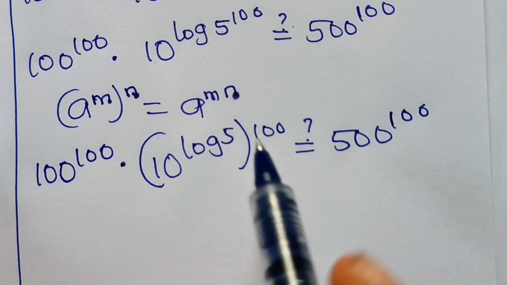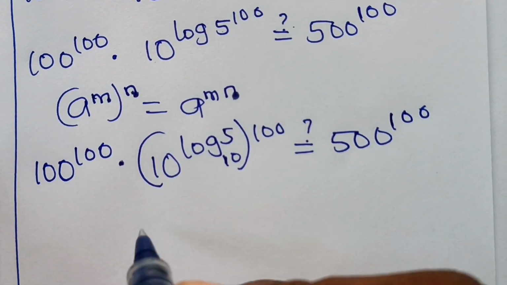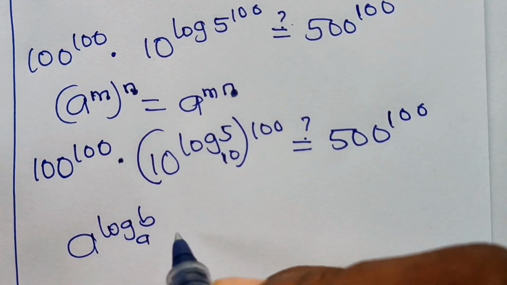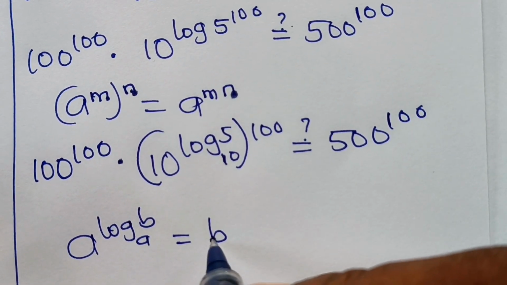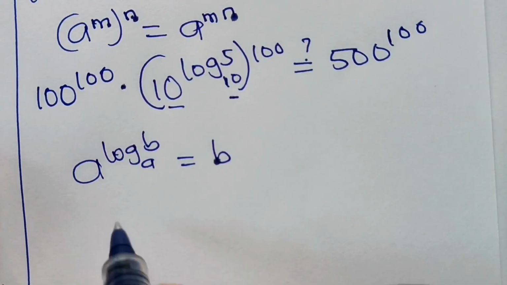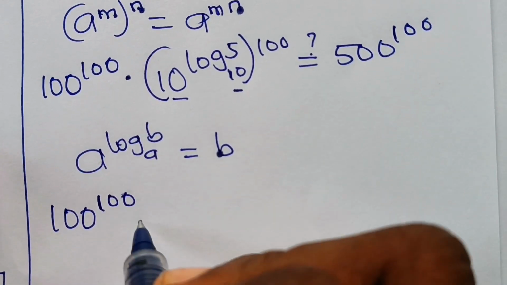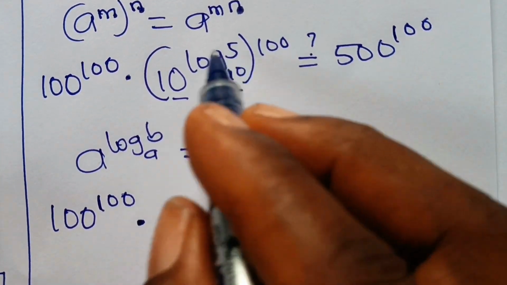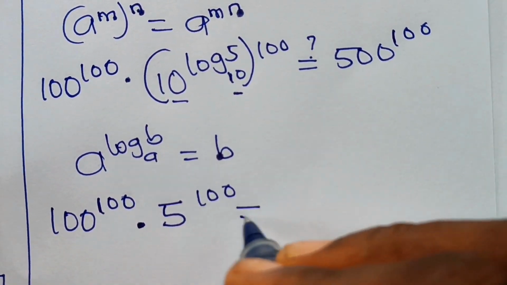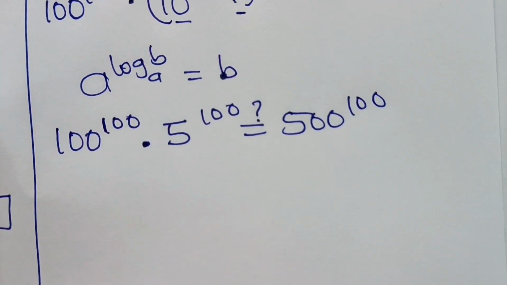Now recall that log 5 means log to base 10 of 5. Now remember that a to the power of log b base a is equal to b. So once this and this are equal, then the whole of this is 5. So we can write this as 100 to the power of 100 multiplied by, then the whole of this is now 5, then to the power of 100. Now is this really equal to 500 to the power of 100?